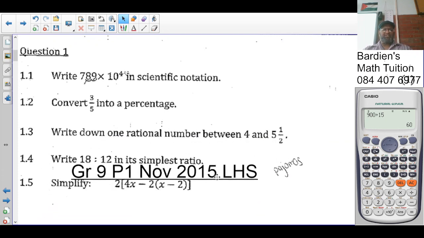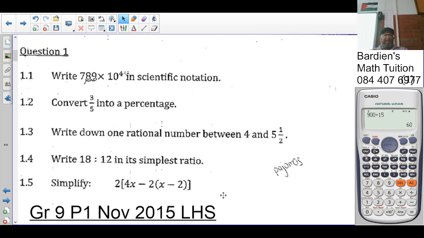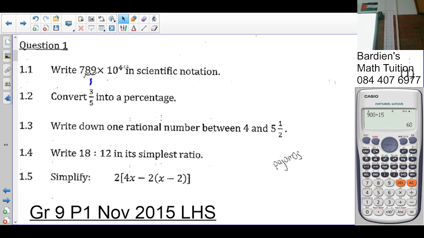So the first question says, write 7,8,9 times 10 to the 4 in scientific notation. So it looks like it's scientific notation. Okay? So in other words, we need to move the comma which is currently there 1 over. No, it's not there. There's no comma.